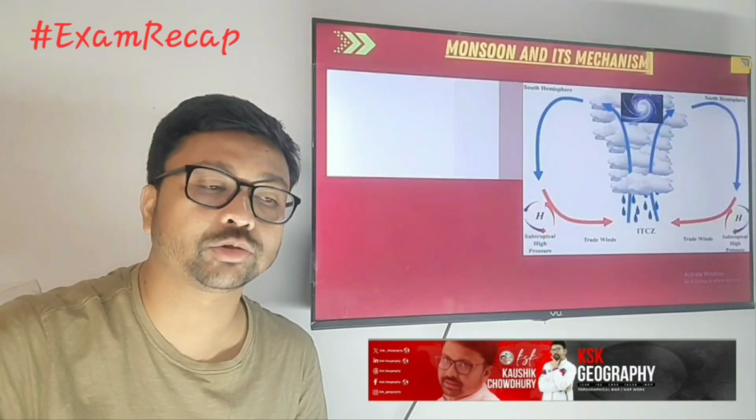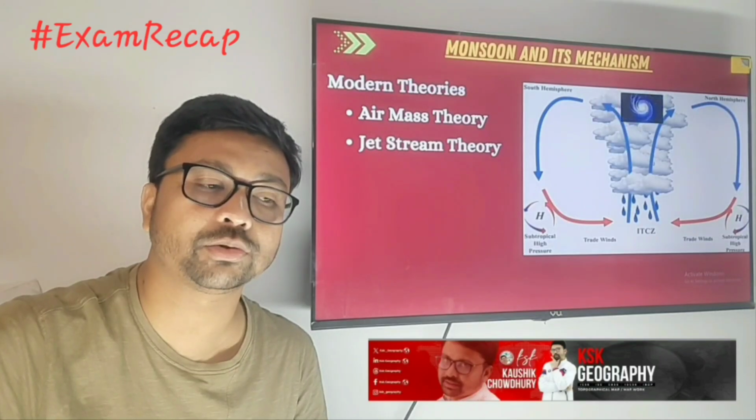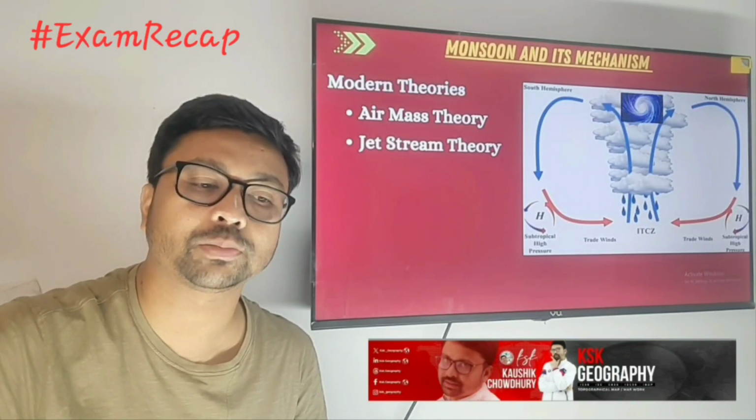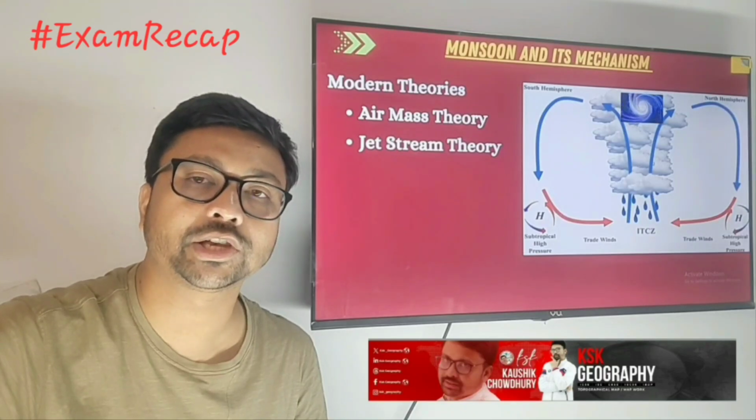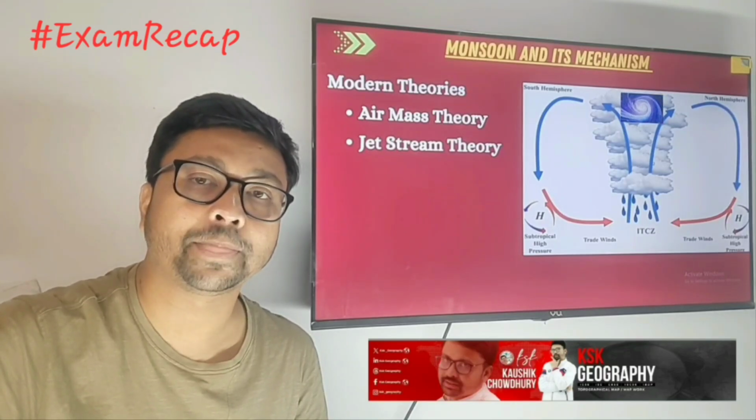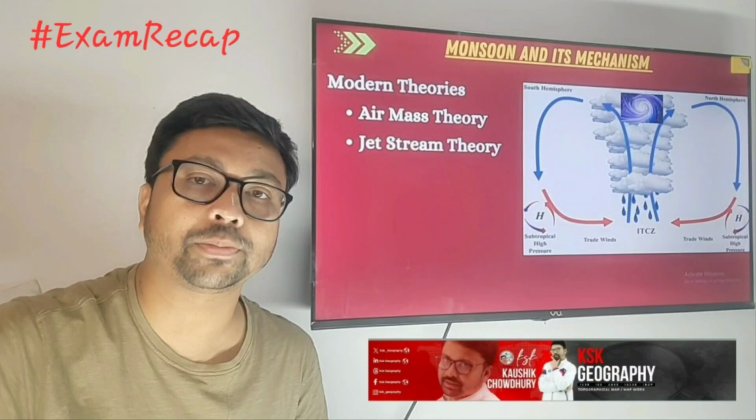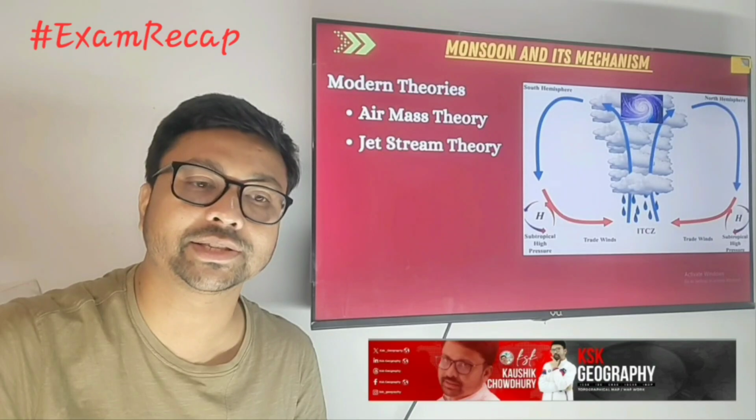Next, two theories are there. Those are the modern theories: the air mass theory and the jet stream theory. For the air mass theory, you need to know the concept of ITCZ, the intertropical convergence zone. From the Tropic of Cancer and the Tropic of Capricorn, the trade winds come and merge in that area over the equator, and that is called the ITCZ.